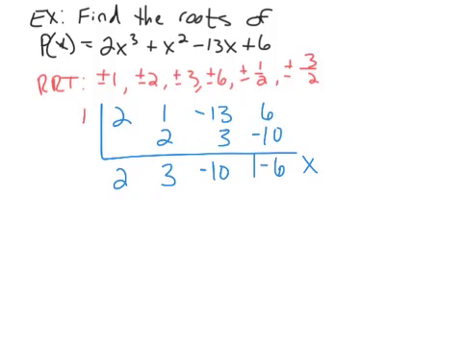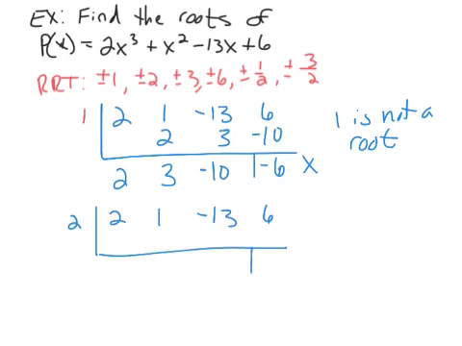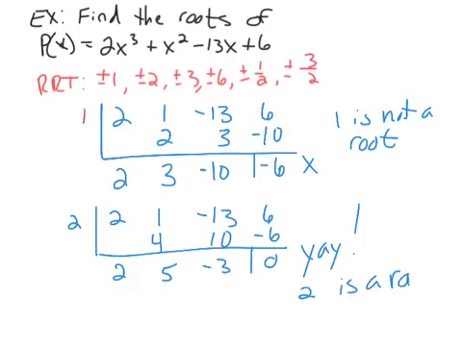So I know that positive 1 is not a root. That doesn't mean negative 1 doesn't work, but I know that positive 1 does not work. Let's try positive 2. So we do this again. We write down our coefficients, and 6, and put this box in here, and I bring the 2 down. 2 times 2 is 4, 5, 10, negative 3, negative 6. This one works. Yay, it works. That means that 2 is a root. So that's cool. We got one of them done.